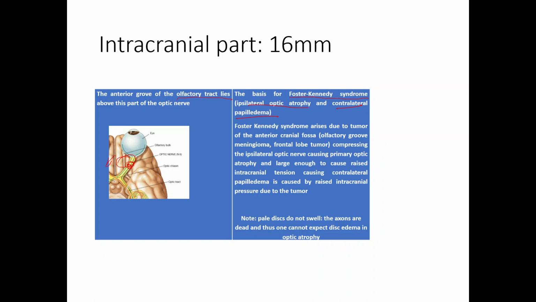So why is this optic nerve not swelling? Because it has already undergone atrophy and dead axons cannot swell. So what is pseudo Foster-Kennedy syndrome? So again there is disc edema on one side and on the other side there is atrophy. So this is also seen in sequential optic neuropathy, ischemic optic neuropathy. This is classically described for non-arteritic ischemic optic neuropathy, NAION.